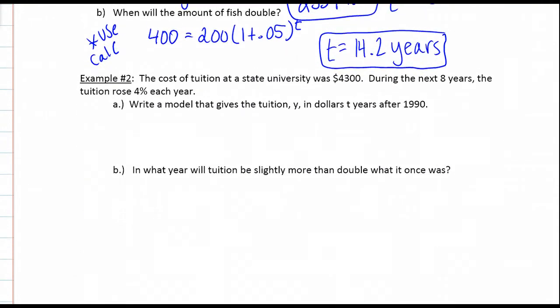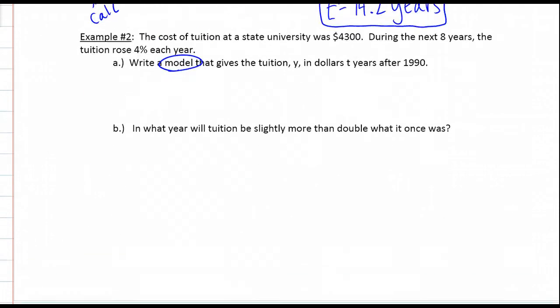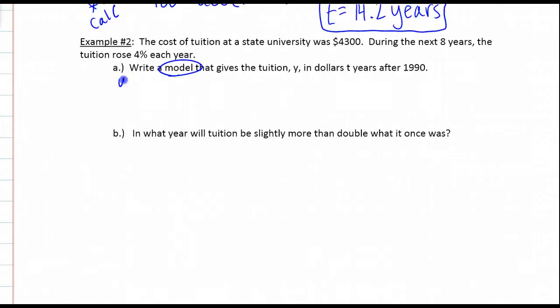So you were supposed to try number 2 on your own, writing a model that gives tuition Y in dollars after 1990. So the model means writing an equation, and then we're just going to use the general formula that we have to help us do that. So it pretty much should look the same. It should look like y equals a times 1 plus r to the t power. And we just have to fill in the numbers.